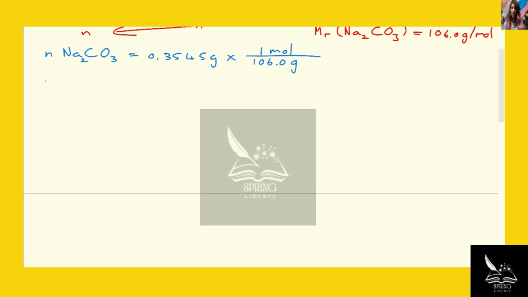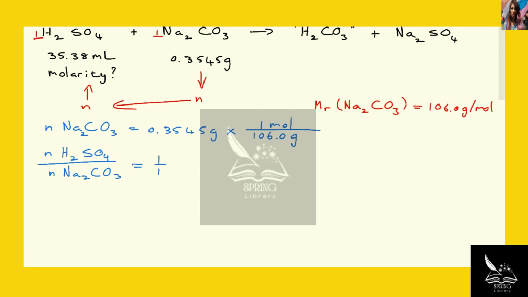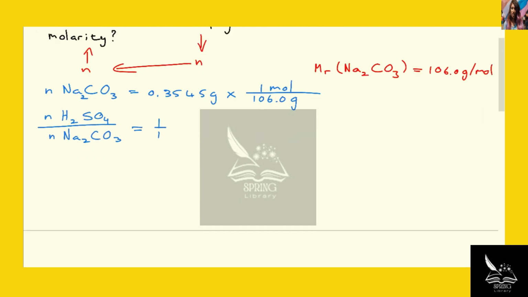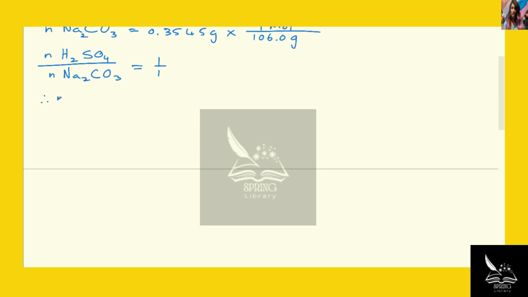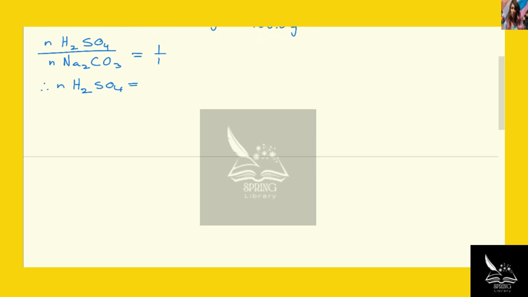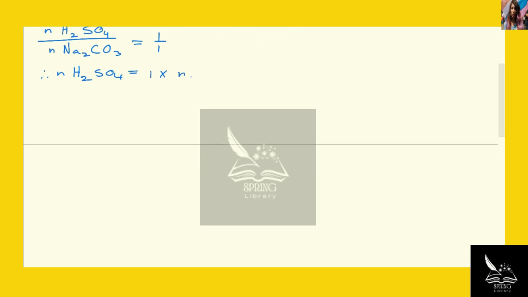Right, and then according to the mole ratio, the number of moles of sulfuric acid over the number of moles of sodium carbonate is 1/1, because the stoichiometric coefficients, as I've shown you in the equation for both these reactants, are 1. Therefore I can say that the number of moles of sulfuric acid is actually the same as the number of moles of sodium carbonate, because I just need to multiply by 1.